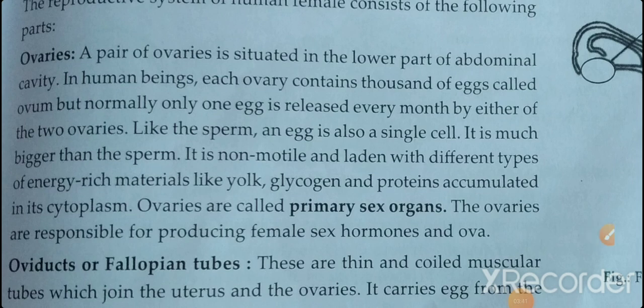Coming to the oviducts and fallopian tubes, which you have seen in the given diagram. The fallopian tubes are very thin, coiled, muscular tubes which join the ovaries and the uterus. The purpose of the fallopian tubes is to carry the egg from the ovary to the uterus, for the implantation of the fertilized egg, that is the embryo, which will further divide and develop.